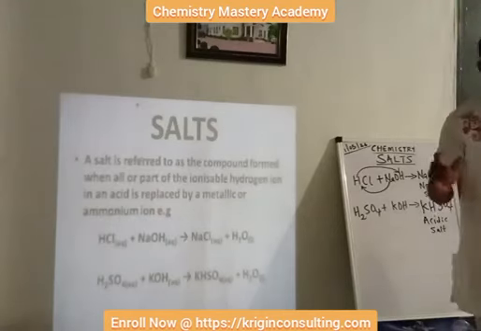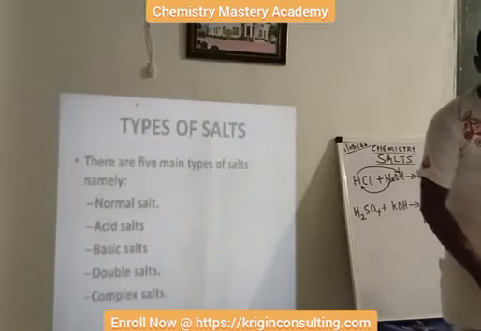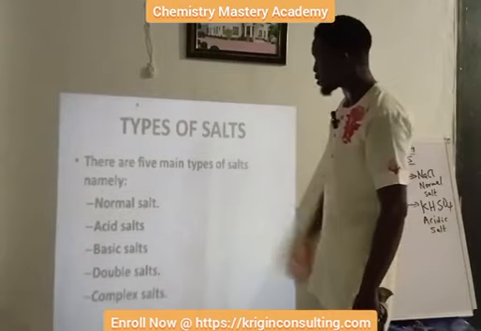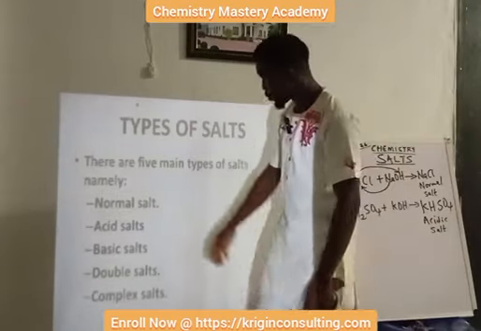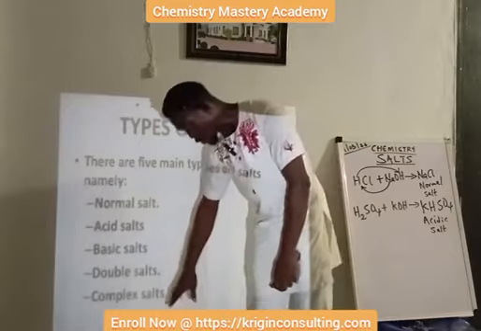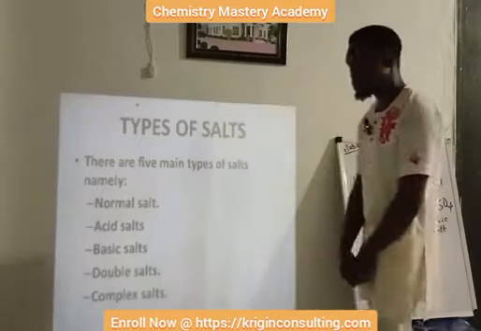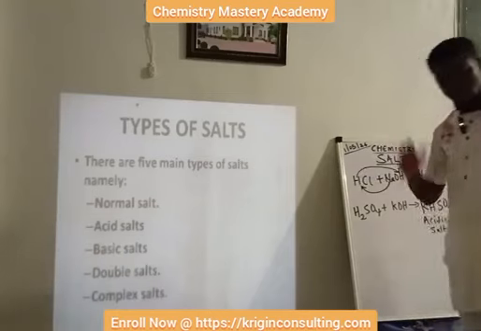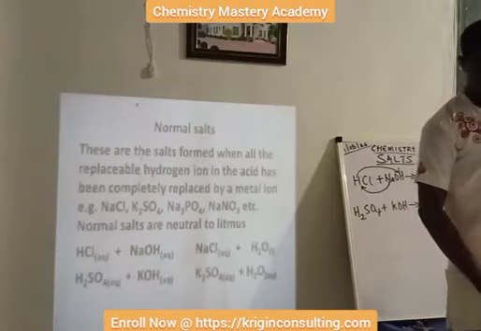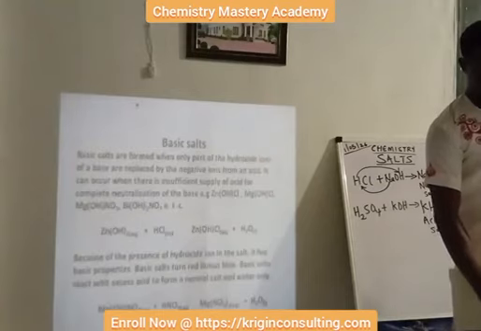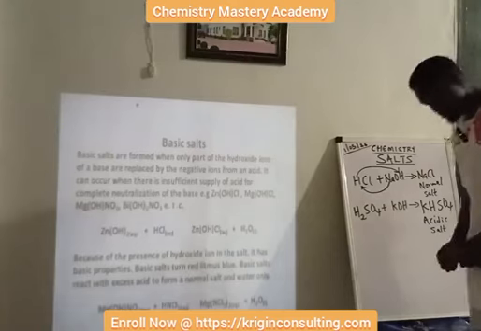Okay? So, moving further. We said we have normal salt. Now, types of salts. There are 5 main types of salts. We have normal salt, acid salt, basic salt, double salt, and what? Complex salts. Okay? So, we have talked about normal salt and acid salt. Now, let's talk about basic salt.